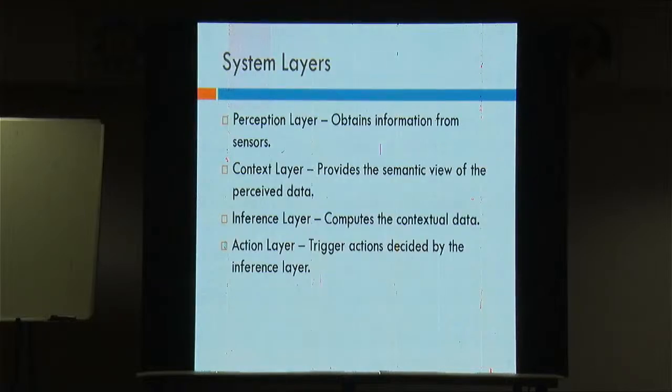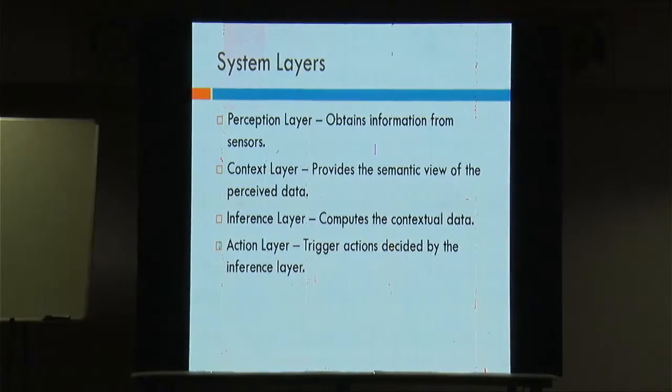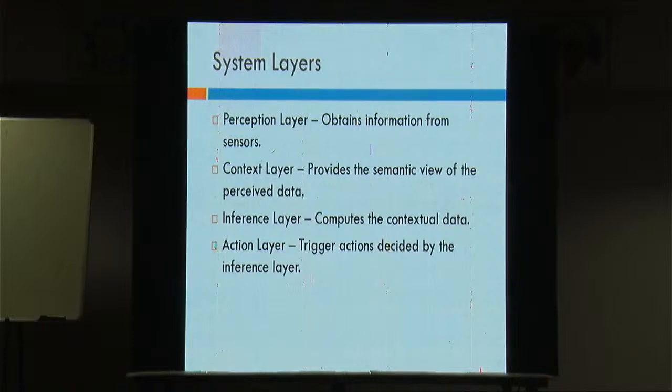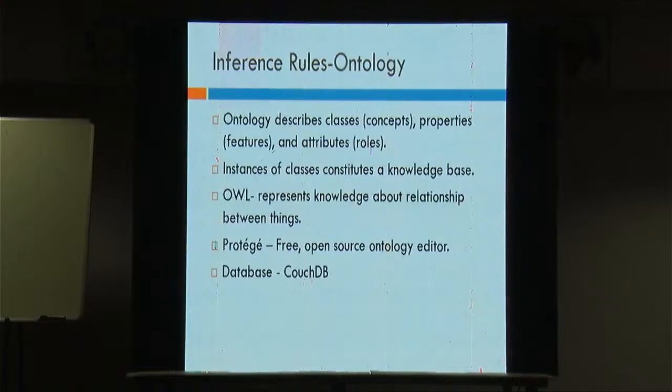And this is the explanation. The perception layer obtains information, the context layer gets a semantic view, the inference layer understands, and the action layer will trigger the actions. Usually we send an SMS to the customers.